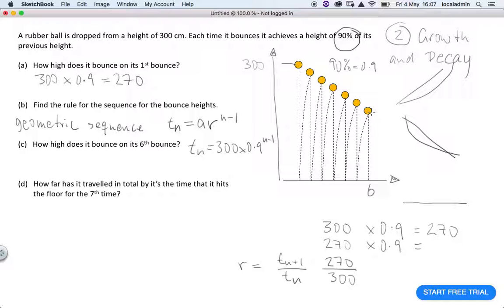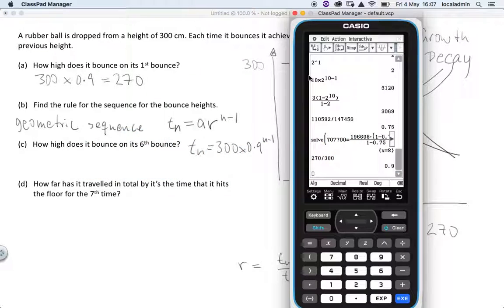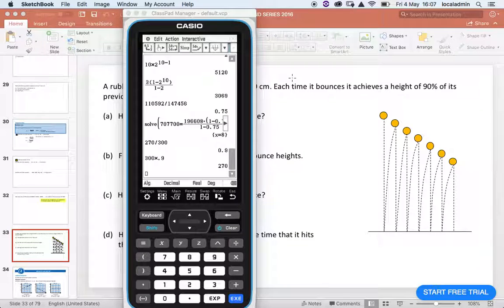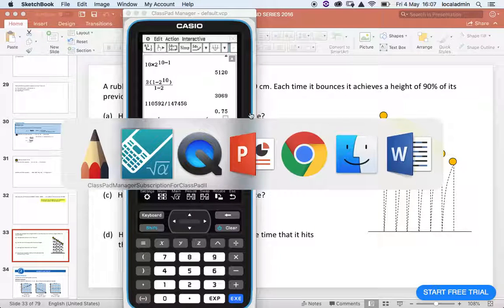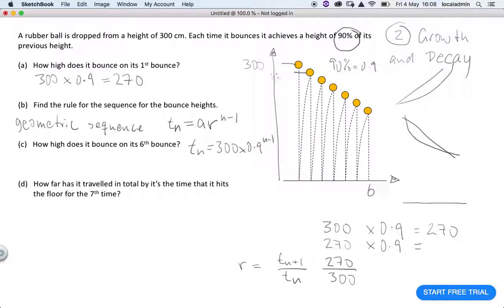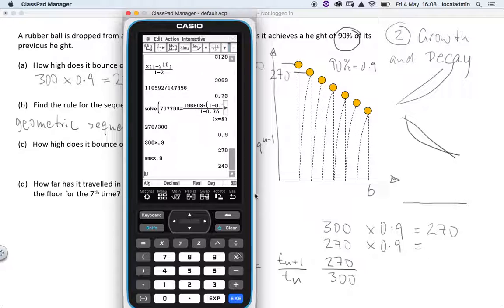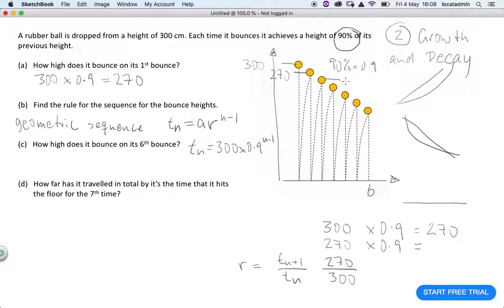And our problem is that we cannot consider this one here. We need to start here. So let's just do this the old-fashioned way. The old-fashioned way would be we do 300, our initial height, and we multiply that by 0.9, which gives us 270. That's great. So now we're up to 270 here. Go back and multiply the 270 by 0.9, and we get 243. That's this one here.